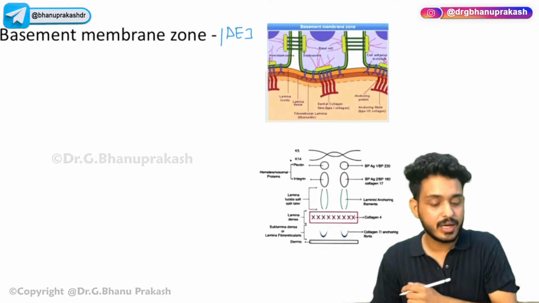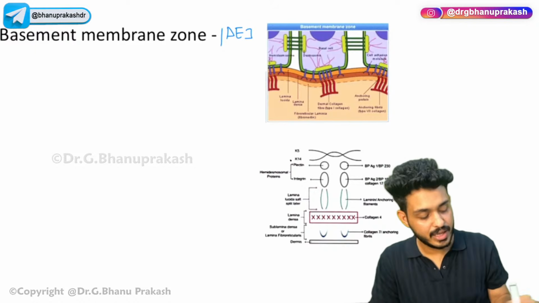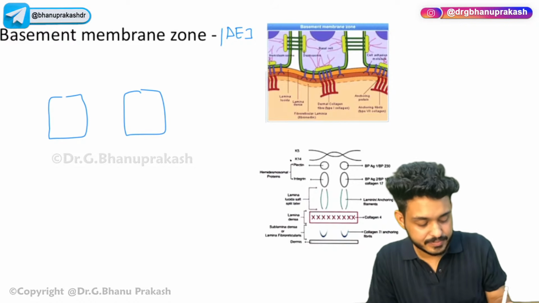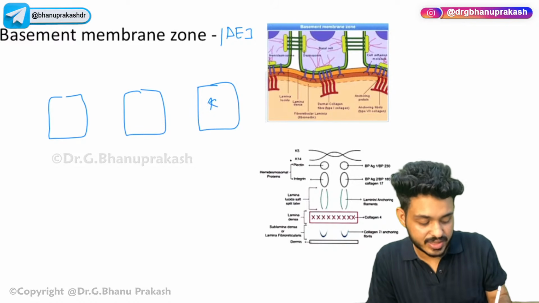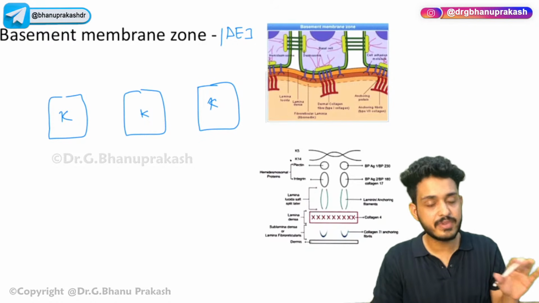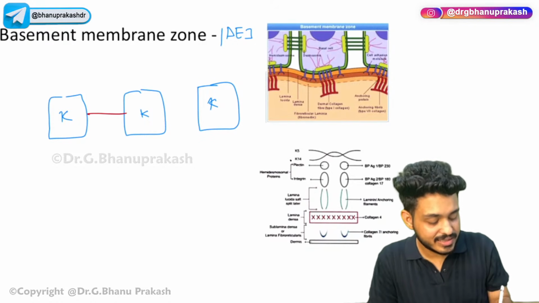This is also known as the dermo-epidermal junction. Now, what kind of cells will you find here? Just try to understand, guys. These are your keratinocytes. If you understand these basics, every disease will be easy for you. So these are the keratinocytes.